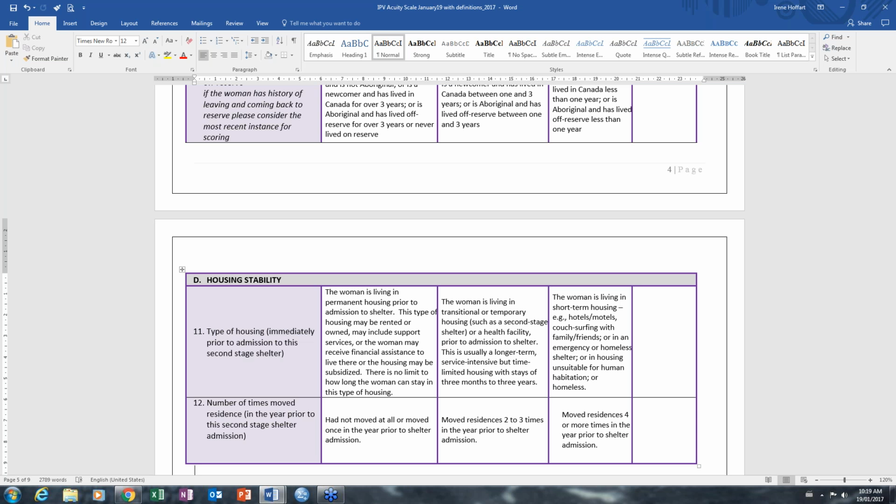Right, and so all of those things you're mentioning are really important. So the lack of supports is really important, which we got in number 8, right? And the number of times that she moves residence and being unstable that way, we also have in number 12. So we have all of those things, right?